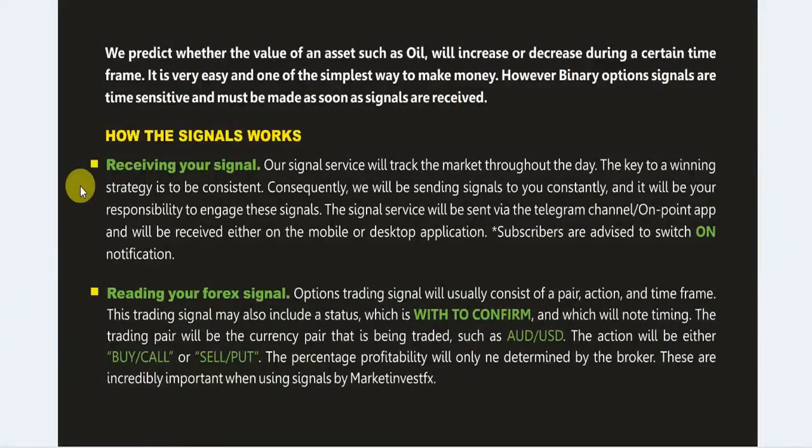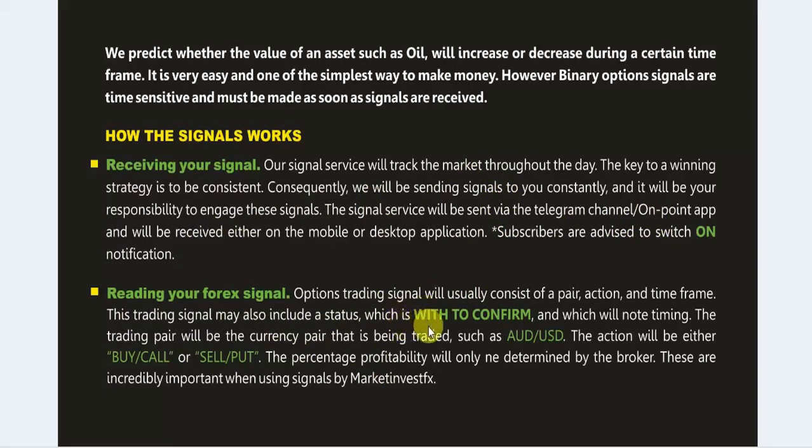So how does the signal work? Like I said, you receive the signal on your phone or on your desktop application, depending on what you intend to use. At the moment, we send all signals via our Telegram channel. So remember to switch on your Telegram notification so that you can get the notification as soon as the signal comes in. The second thing is you have to read the signal.